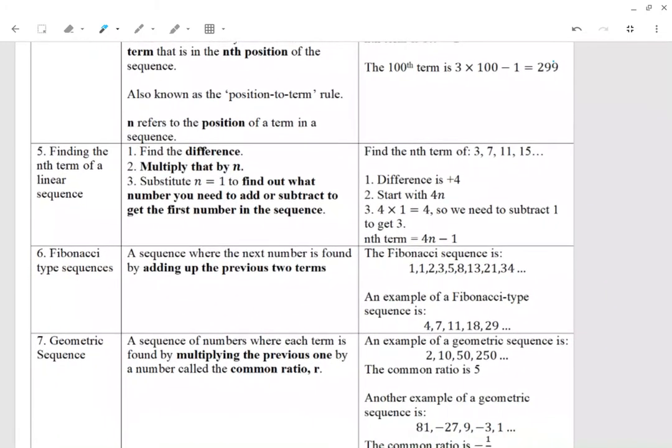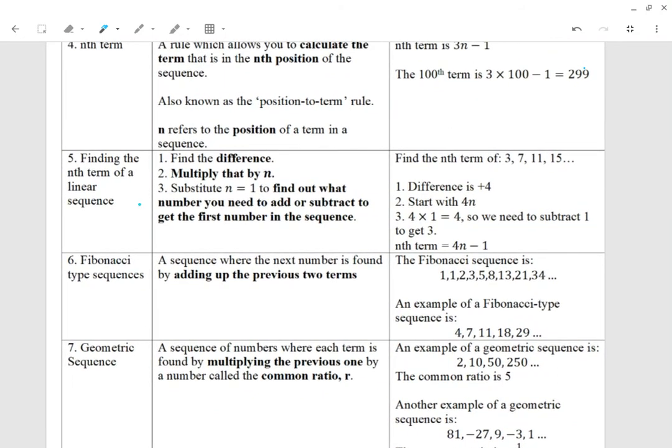Okay, so number 5, find the nth term of a linear sequence. First thing you do, guys, you find the difference. Yeah, so as you can see, the difference here is plus 4. So you write 4n. Then you find the 0 term. So the term that comes before 3 in the sequence. So 3 take away 4 gives me negative 1. So that's the second part of my nth term.